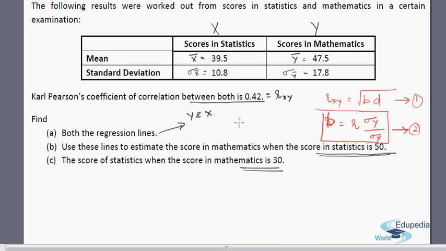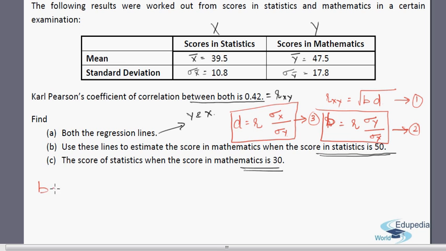Okay, similarly we also have d equals r times sigma x by sigma y, right? So we will make use of these two relationships to find the values of b and d. Once we have the values of b and d, we also have the averages. We can find the values of a and c, and we'll get all three equations. So let's do this one.